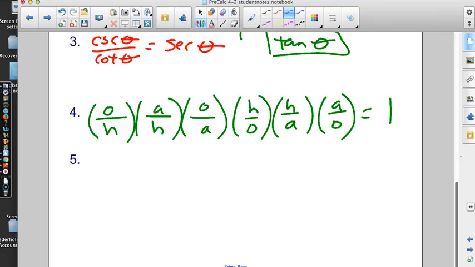Number 5 says, which 2 trig functions must be less than 1 for any acute theta? Hint, what is always the longest side of the right triangle?